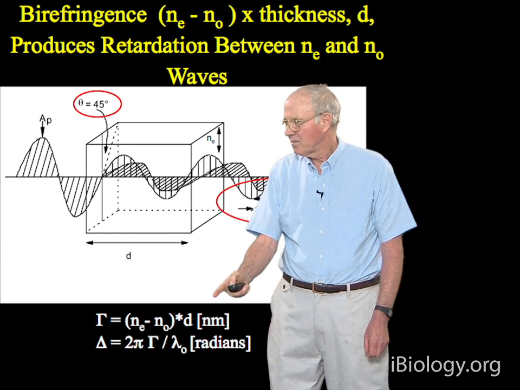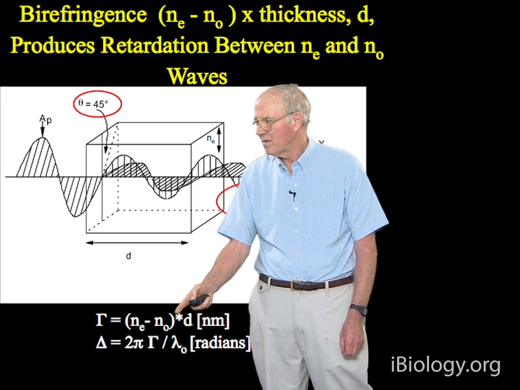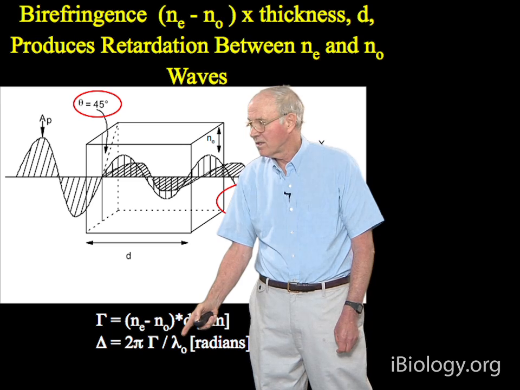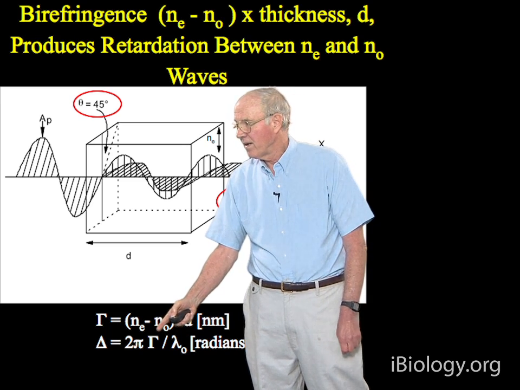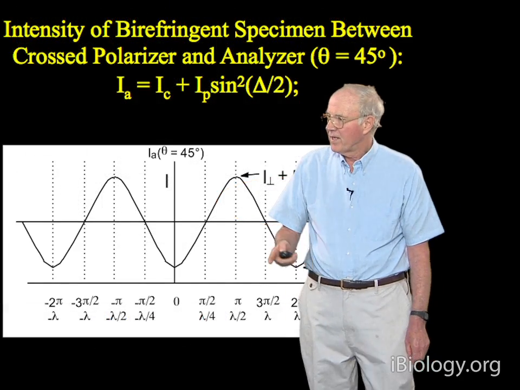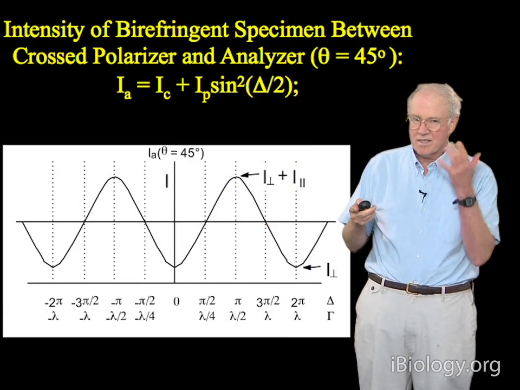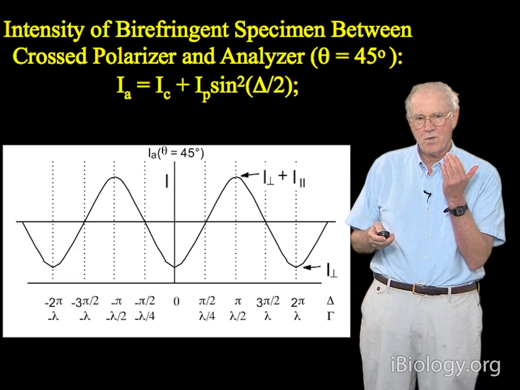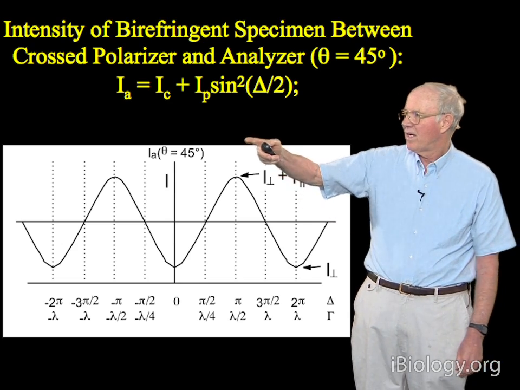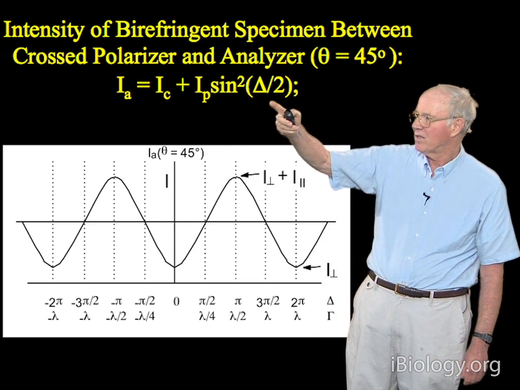And retardation can be measured in nanometers. It's n sub e minus n sub o times the thickness d, or in radians, which is 2 pi times retardation divided by the wavelength of light. Now, this retardation can't be seen by eye. The light intensity still looks the same to your eye, but if you put an analyzer in the light path, then what comes through the light path has this equation form, sine squared of the retardation divided by 2.